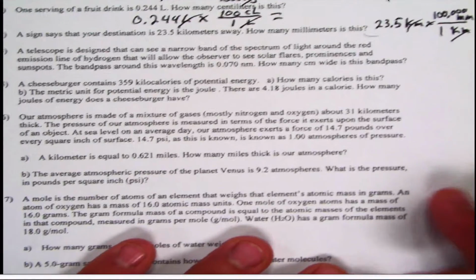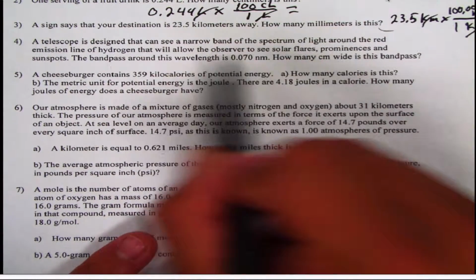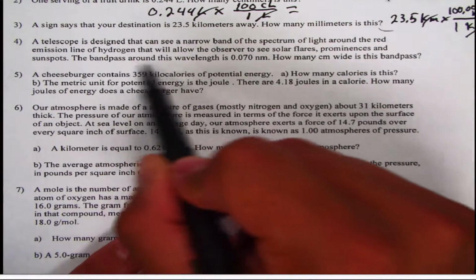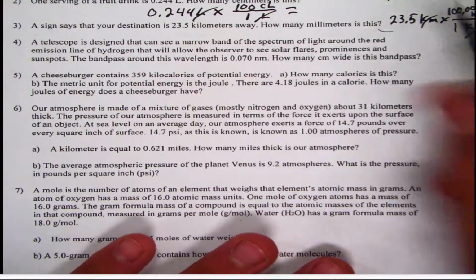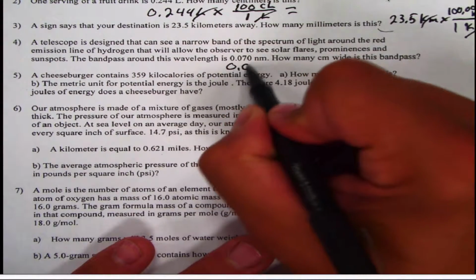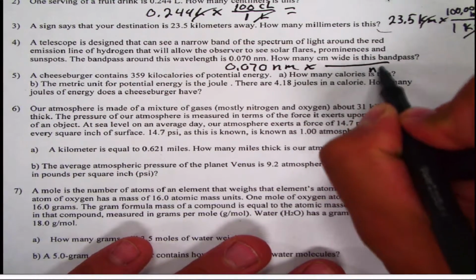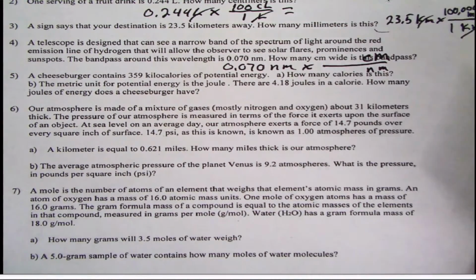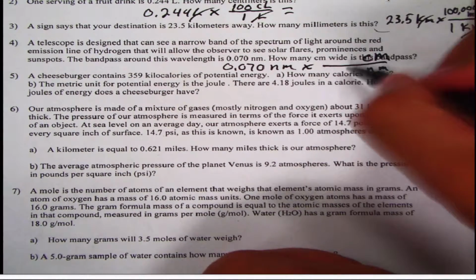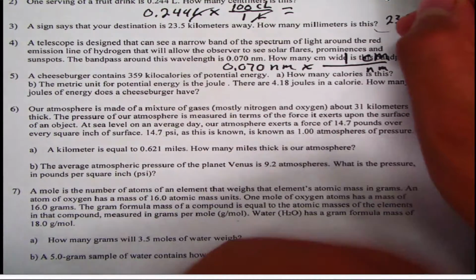A telescope is designed, we're on number 4, that we can see a narrow band of spectrum of light around red emissions, the solar flares. The band passes the wavelength of 0.070 nanometers. How many centimeters wide is this? Woo. So 0.070 nanometers. So I've got to cancel out my nanometers. So nanometers goes on the bottom, and centimeters goes on top. All right. So for every 1 centimeter, here's 1 centimeter. Here's my nano. Difference of 7. Okay, so difference of 7.